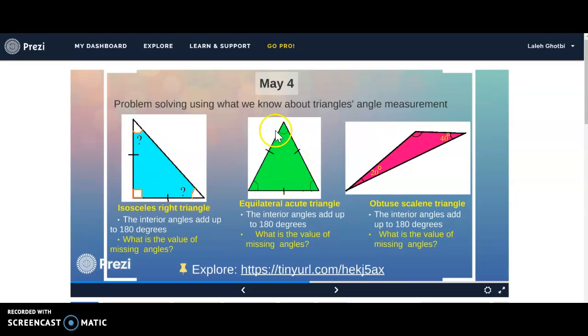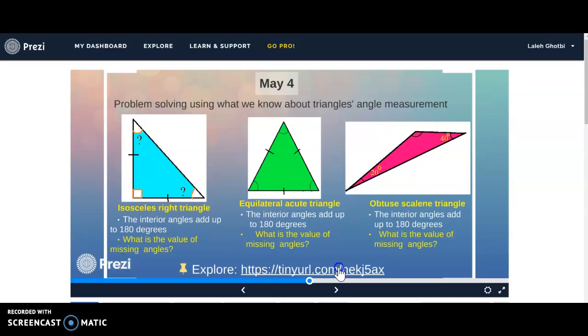We talked about the angle measurement in an equilateral triangle before. It's always 60 degrees because 60 plus 60 plus 60, or 3 times 60, is 180 degrees. For a scalene triangle, because the measurements are different, you're just using what you know to solve for the missing angle. You know 20 plus 40 is 60 degrees. You take away 60 from 180 and this missing angle is going to be 120 degrees.